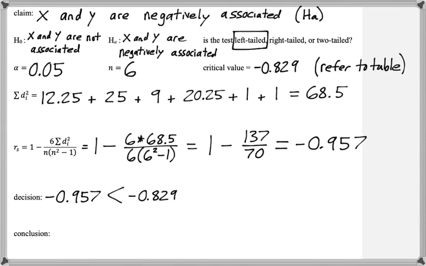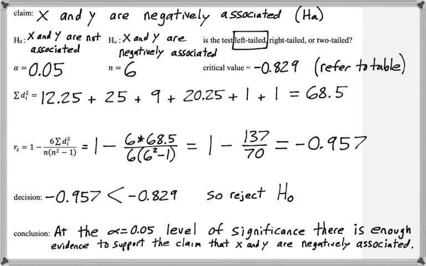So the test statistic is less than the critical value. So we reject the null hypothesis. And the conclusion would be, at the 0.05 level of significance, there is enough evidence to support the claim that x and y are negatively associated.